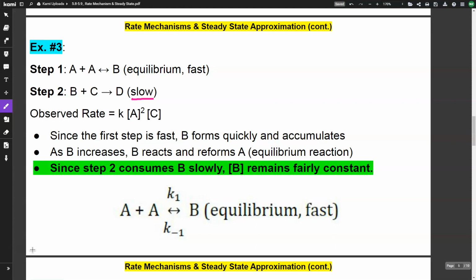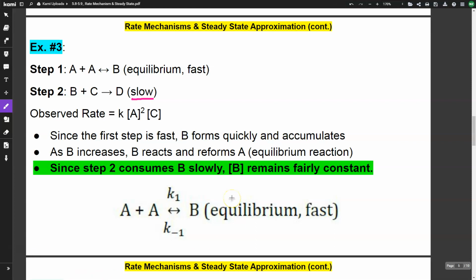B is being produced in step 1 in the forward direction. So when the reaction proceeds this way, B is being produced. But then B is also reforming into A plus A in the reverse direction. So B is being produced in step 1, and then it's being used in step 2. Step 2 is the slow step. So basically B is being made, and we have this large stockpile of B, and we use a little bit of B at a time. So pretty much our stockpile of B is going to be the same because it's being produced very quickly, but it's not being used up very quickly because step 2 is the slow step. Oh, look at that, steady state. You see? Get it? All right.